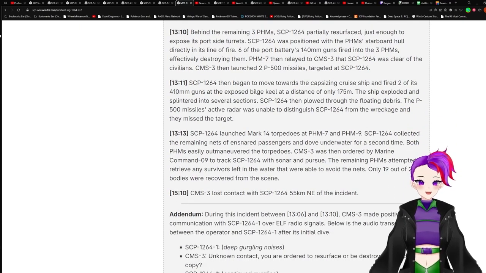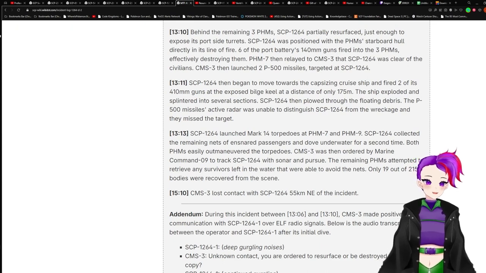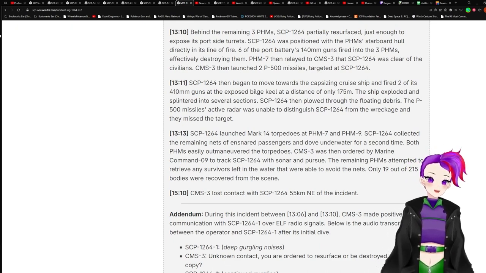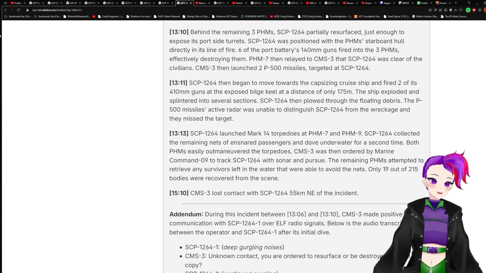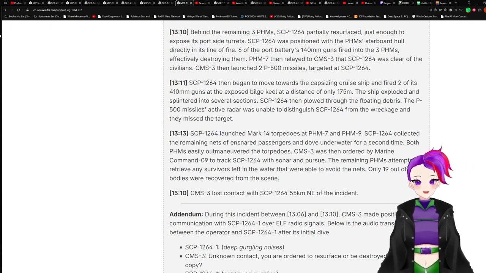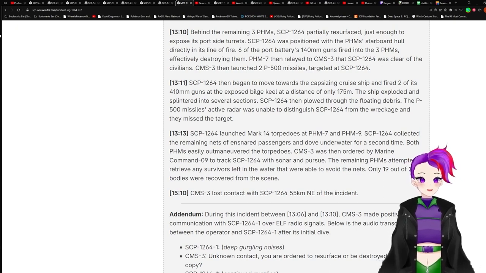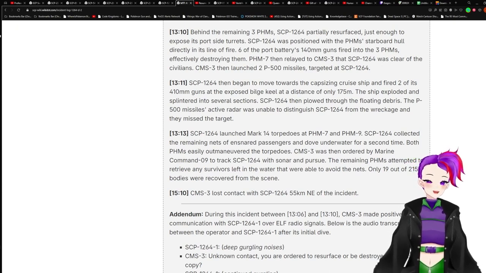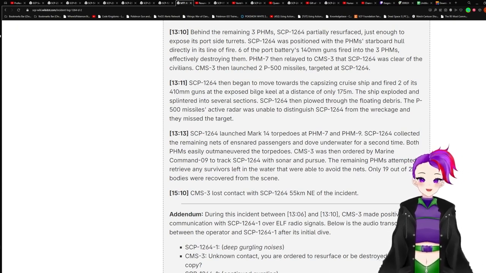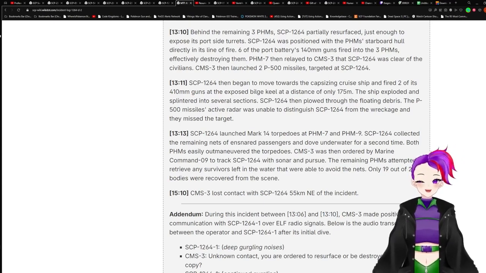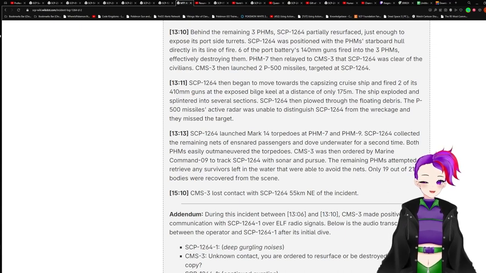During this time, CMS-3 made positive radio communication with -1. 1310: behind the remaining three PHMs, Tau-64 partially resurfaced just enough to expose its port side turrets, positioned with the PHM starboard hull directly in its line of fire. Six of the port batteries, 144mm guns, fired into the three PHMs, effectively destroying them. PHM-7 then relayed to CMS-3 that Tau-64 was clear of the civilians. CMS-3 then launched two P-500 missiles targeted at Tau-64.